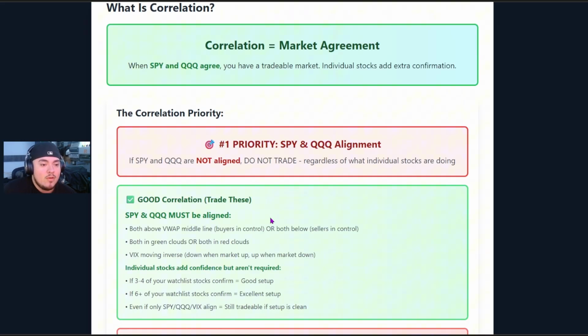So the correlation priority. Number one priority is SPY and QQQ alignment. If SPY and QQQ are not aligned, do not trade, regardless of what individual stocks are doing. Obviously, there are some exceptions, like we were just talking about. Let's say that an individual stock gets some huge news that affects the company for the next 3 to 6 months. Maybe something huge like an investment from the government or from another big company. That's something that you could take advantage of even when SPY and QQQ are not correlating. It's just not recommended to do that unless you're more experienced, and you need to know how these markets move, especially individual stocks.